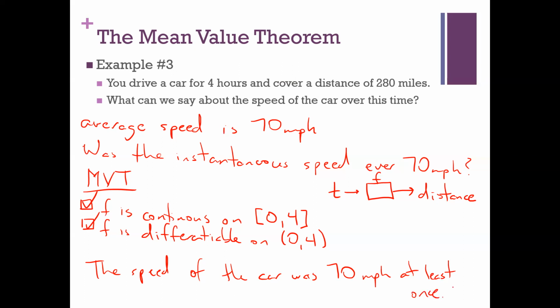And it seems kind of intuitive. I mean, if your average speed was 70 miles per hour, then it seems intuitive that, yeah, my speedometer definitely read 70 miles an hour sometime. But hopefully that context made it more clear why the mean value theorem says the things it says. Any questions there?